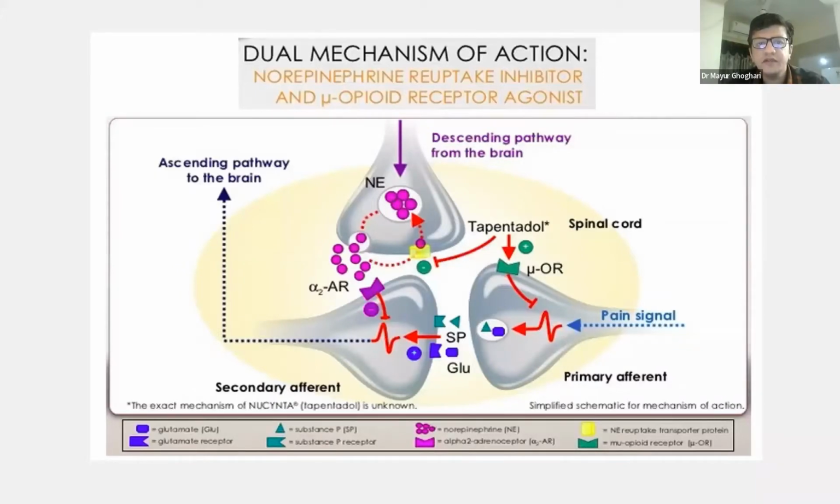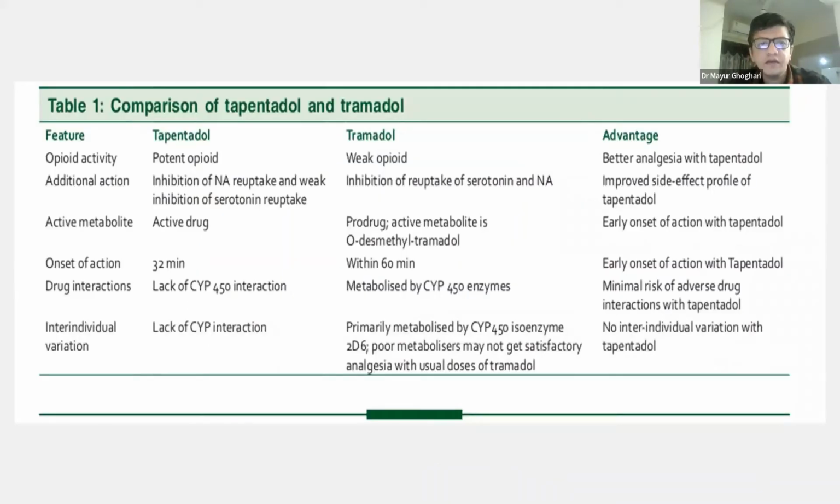This shows the dual mechanism of action of Tapentadol: agonism at the mu opioid receptors as well as inhibition of the reuptake of noradrenaline at the presynaptic terminal. Tapentadol, like tramadol, is a synthetic opioid medication, but some differences between them are underlined here. Tapentadol is more potent than tramadol, approximately 3 times more potent. So there is better analgesia with Tapentadol.